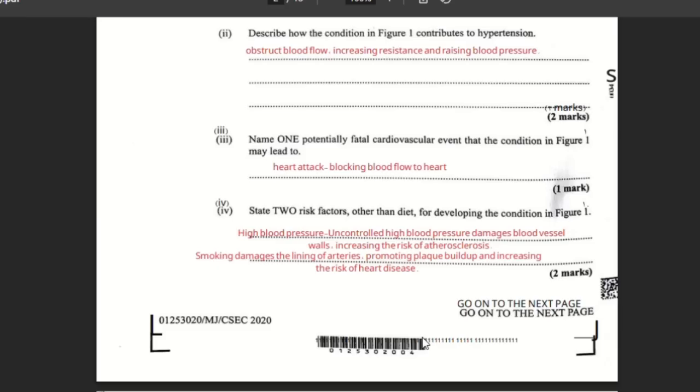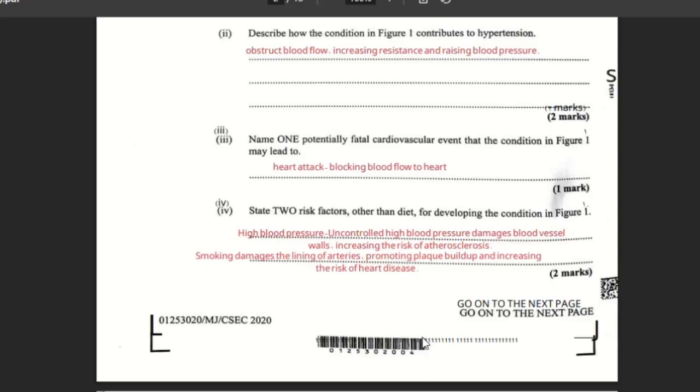Then the next question states, state 2 factors other than diet for developing the condition in figure 1. The reason they say other than diet is because we know that if your cholesterol levels are high, it can literally build up and start to block the blood vessels. That is why they excluded diet completely. So we cannot mention anything about cholesterol or fatty food. In this situation, the other risk factors for developing the condition are high blood pressure and also smoking.